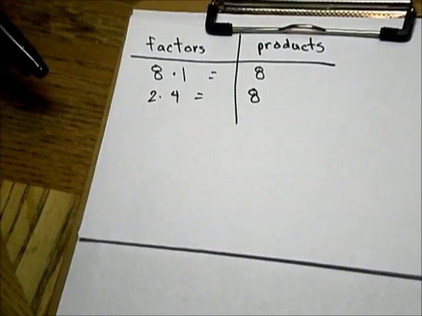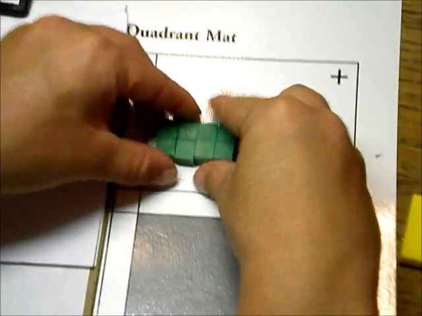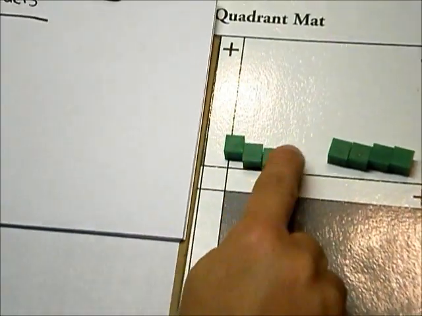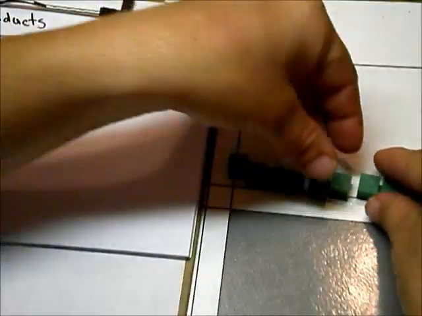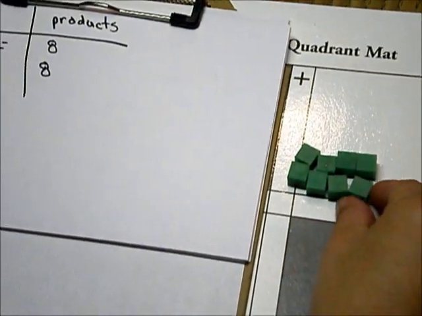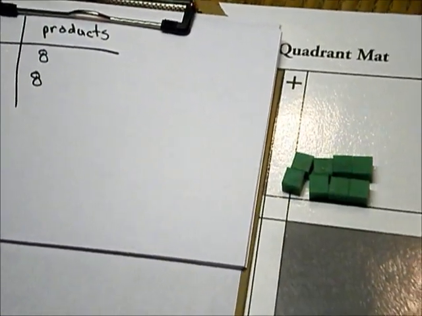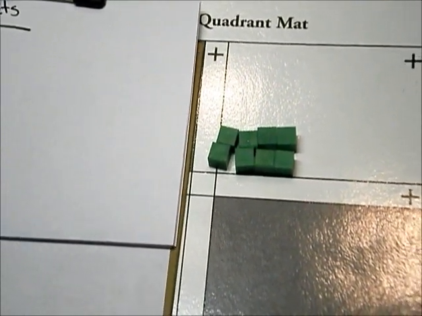Modeling this with Algeblocks, we will begin with 8 blocks. To find the factors, take the blocks and form a rectangle. There are two possibilities, 1 by 8 and 2 by 4. Each set of numbers are factors of 8. Remember that factors must always form a rectangle.